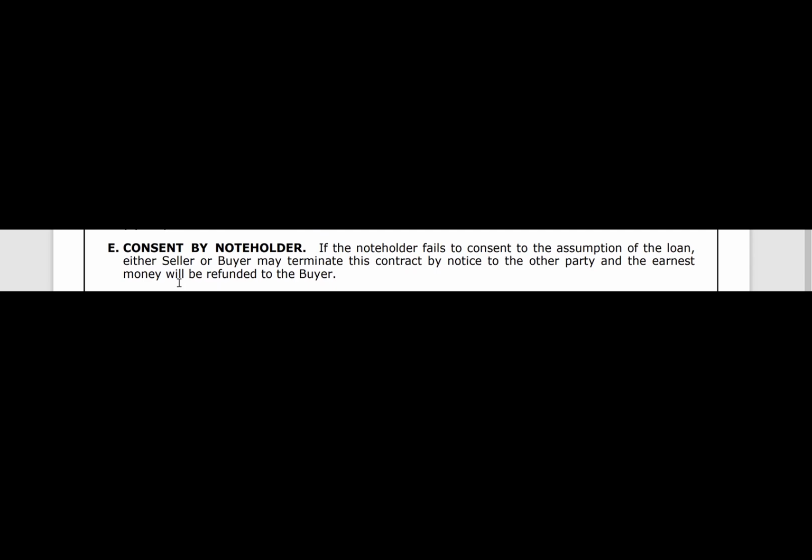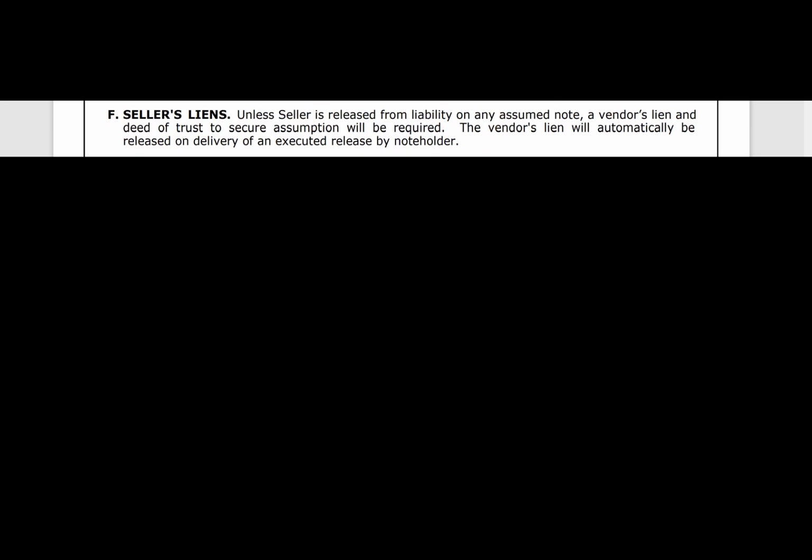Paragraph E, consent by note holder. So if the note holder fails to consent to the assumption of the loan, either seller or buyer may terminate this contract by notice to the other party and the earnest money would be refunded to the buyer. Paragraph F, seller's liens. Unless seller is released from liability on any assumed note, a vendor's lien and deed of trust to secure assumption will be required, and the vendor's lien would automatically be released on delivery of an executed release by note holder. And then there's initialed for identification by buyer and seller.